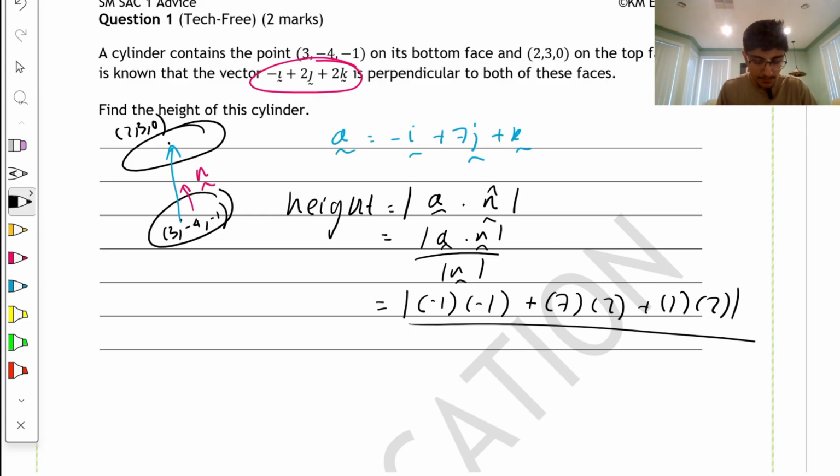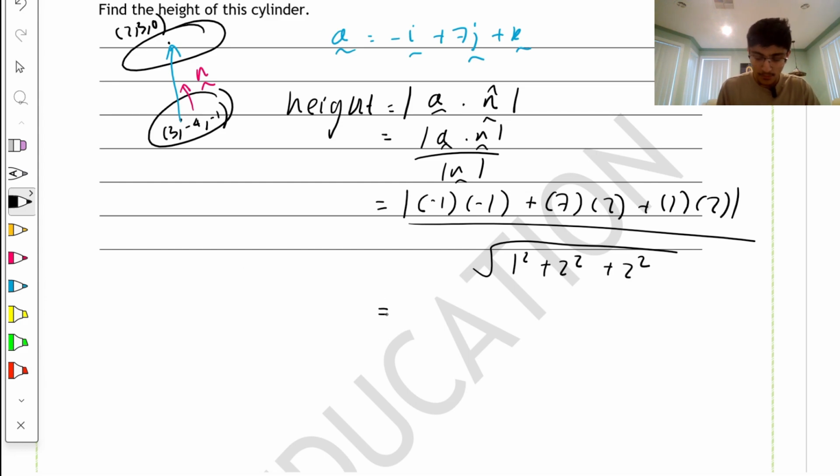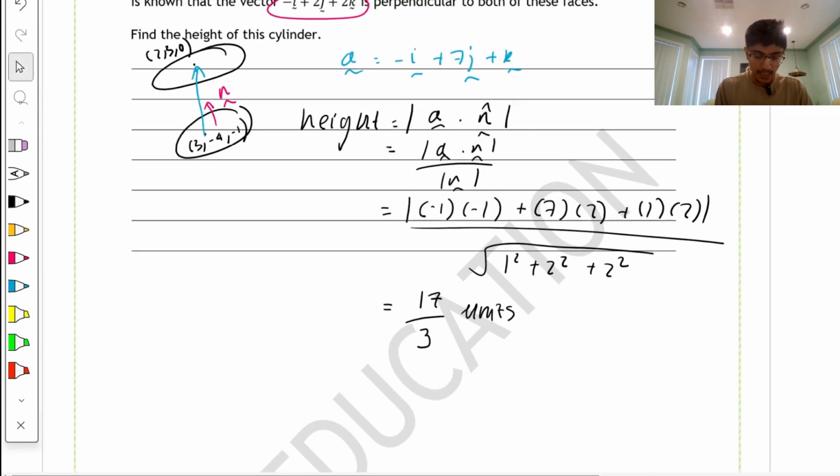And we're going to divide this by the magnitude of our normal vector. The magnitude of our normal vector is just the square root of 1 squared plus 2 squared plus 2 squared. We can simplify this. We get 1 plus 14 plus 2, which is just going to be 17. Then we are going to divide this by the square root of 9, which is just 3. So therefore, I can say the height of my cylinder is 17 on 3 units. Usually the question may or may not specify units, but you can just write units if you want. It's not a big deal there. And that is how we find the height of a three-dimensional shape.